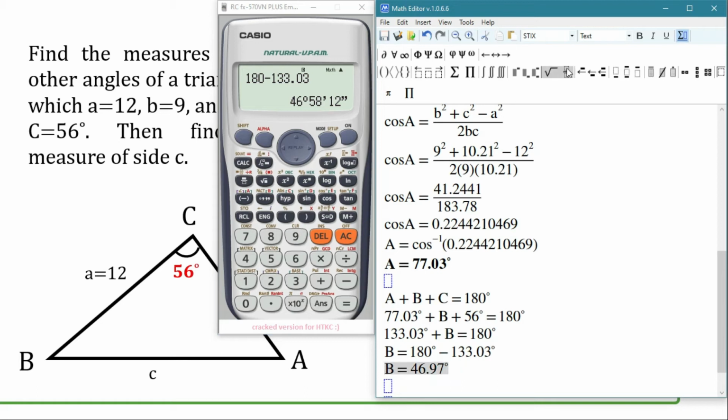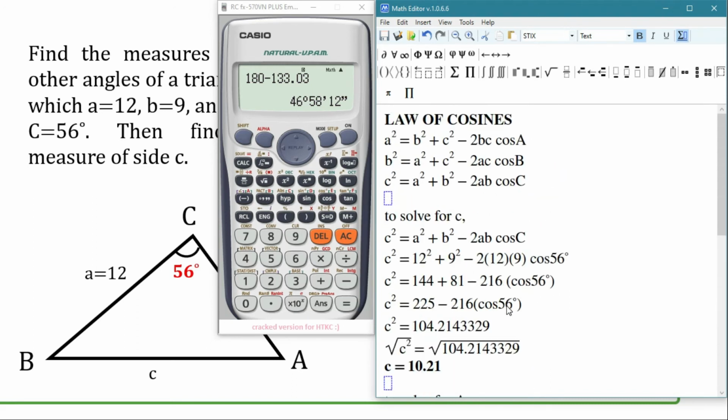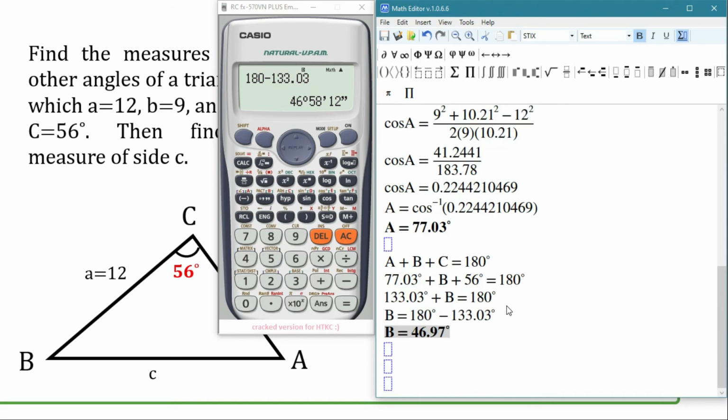Okay, so we have just solved for the values of the other parts of the oblique triangle using the law of cosines. Okay? Alright, so let us now proceed with the next problem.